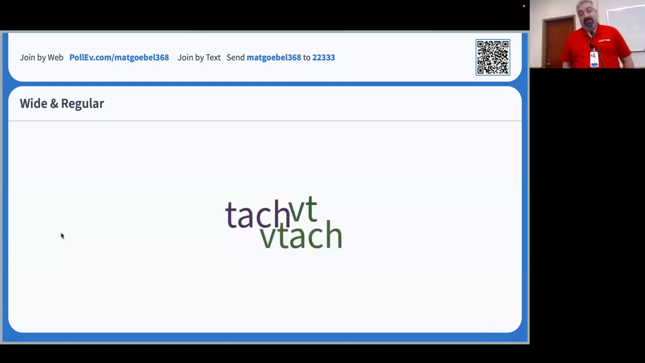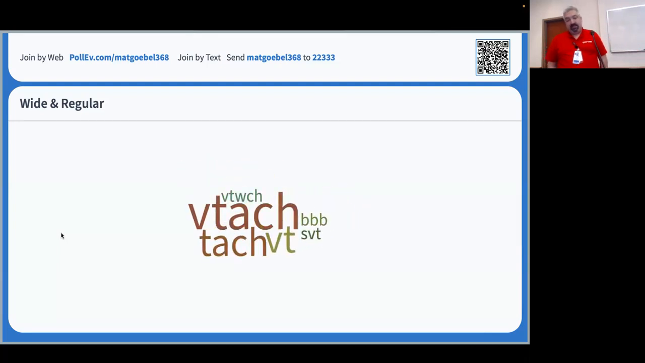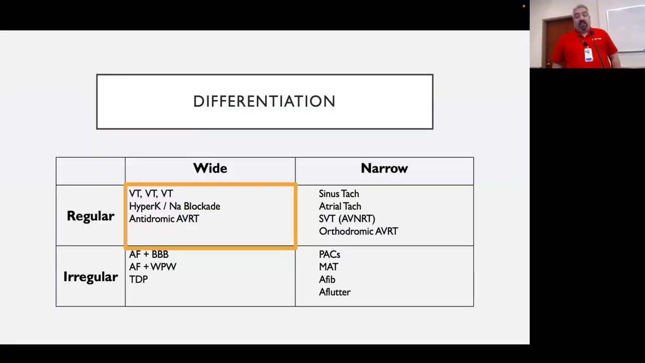VTAC, VTAC, VTAC, okay. Funnel branch block, SVT, VTAC, good. Right, so the first three things for wide and regular that you need to think about are VTAC, VTAC, and VTAC. Okay.